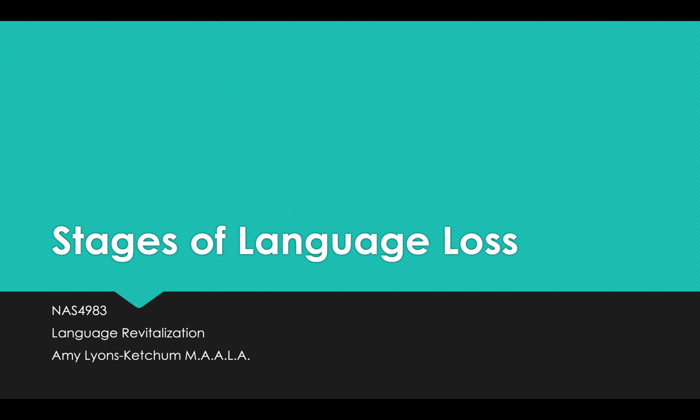I also recommend that you at least attempt to read the reading in the reading resources, Fishman chapter 4, How Threatened is Threatened. This really covers a lot of that. And so if you didn't understand it after you read it, you can watch this and go back and try to read it again. But we're going to talk about an actual scale or stages of language loss.